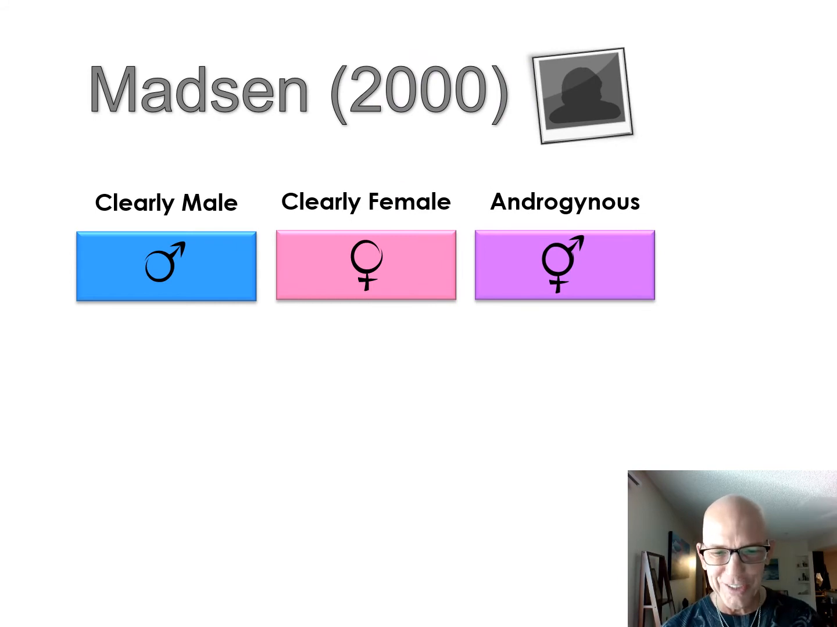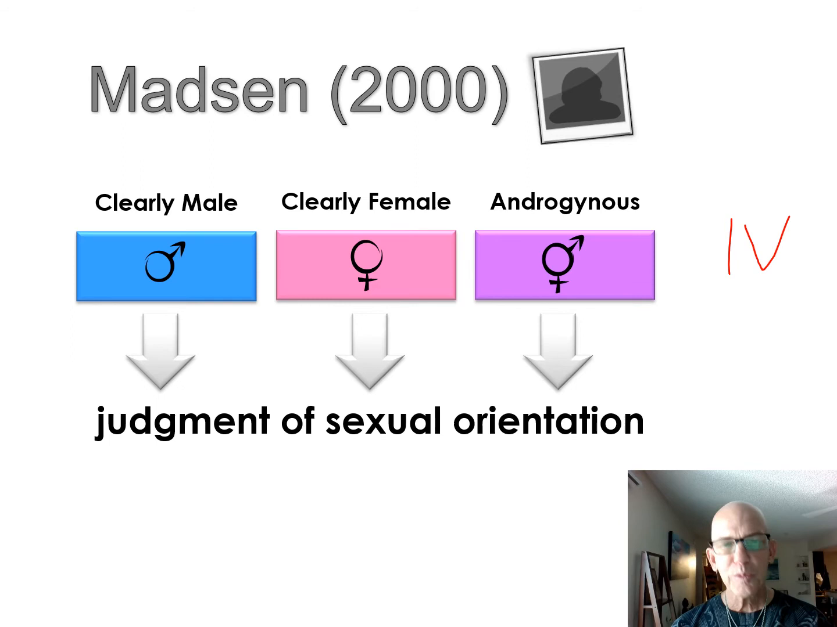Okay, this reminds me of growing up in high school. It wasn't cool to be femme in the 80s as a boy. Now, what does Matson do? He shows people one of these three pictures. That's the treatment, the independent variable. And then he asks them, are these people straight or gay?